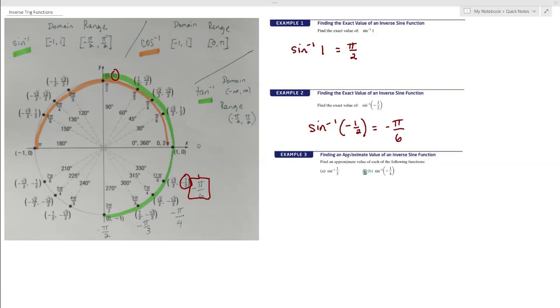Okay, now if they ask for approximate values, then we can see we don't have an option here. There is not a coordinate on the unit wheel for y that matches 1/3. So we're going to have to find that. We're going to use a calculator. So let me bring the calculator out.